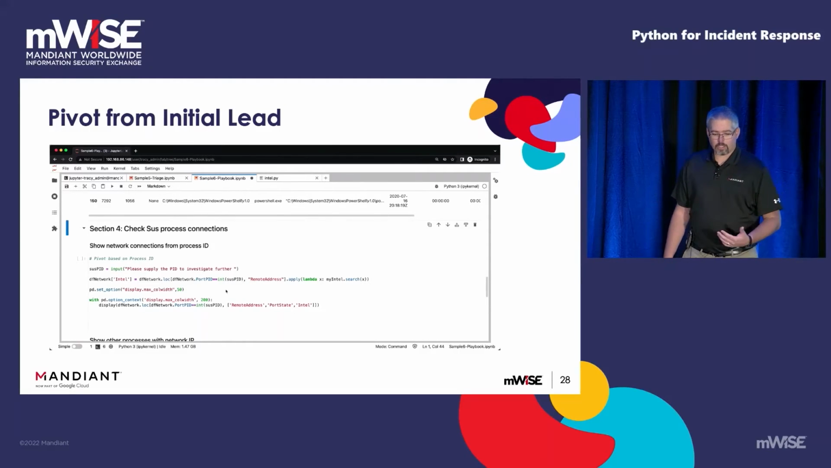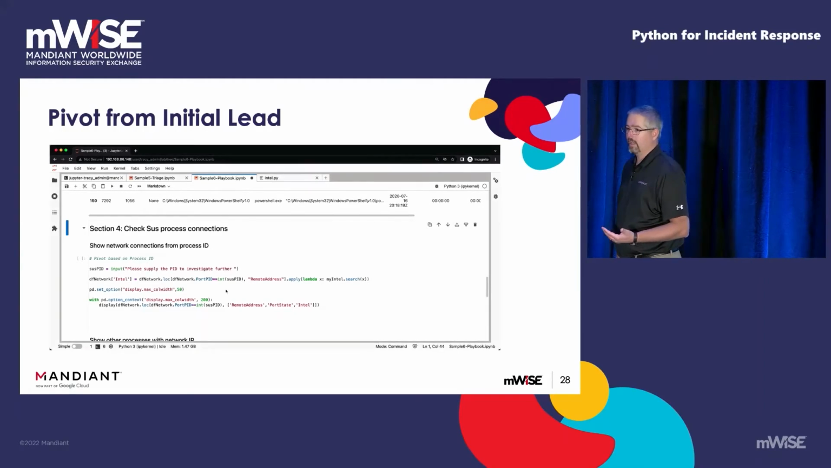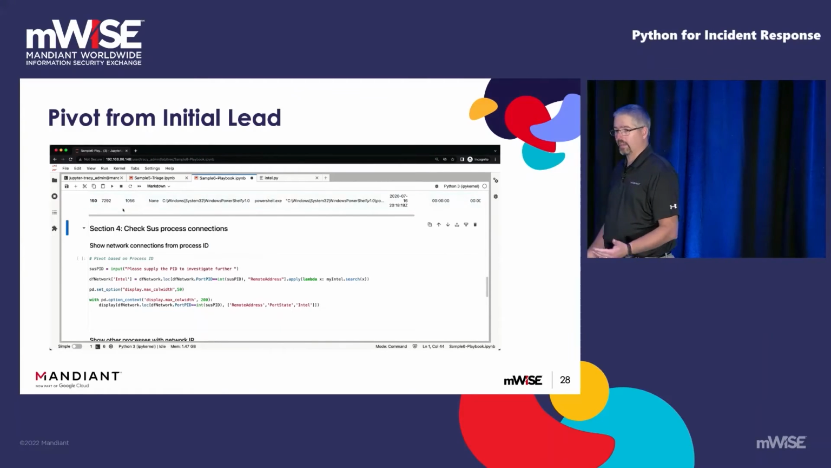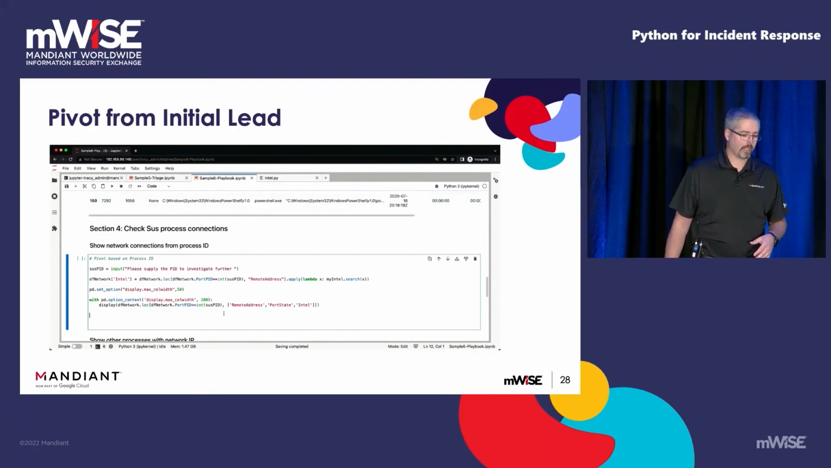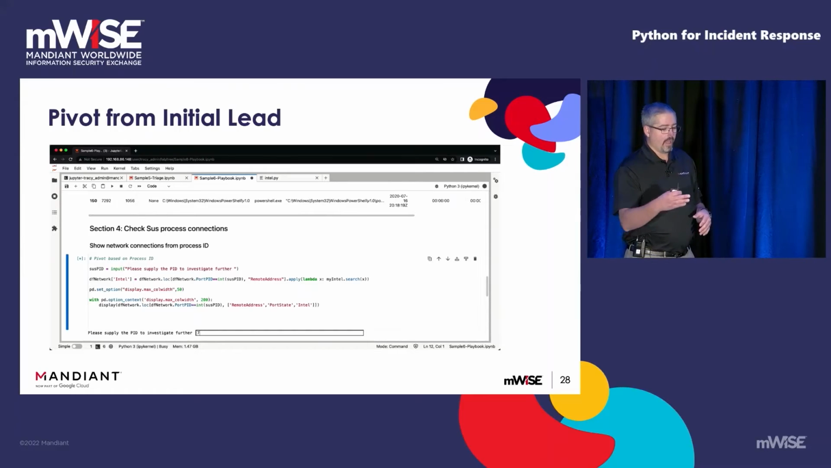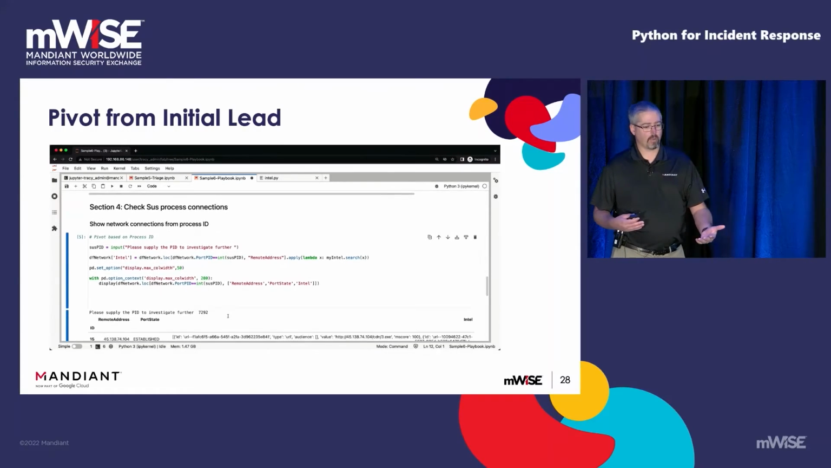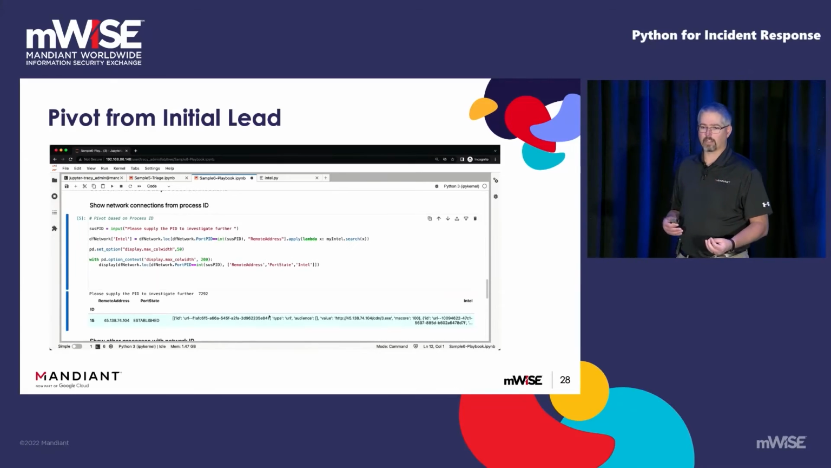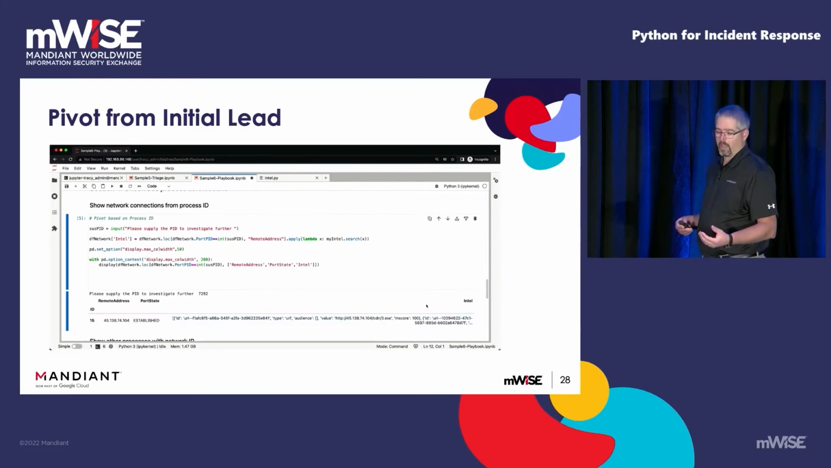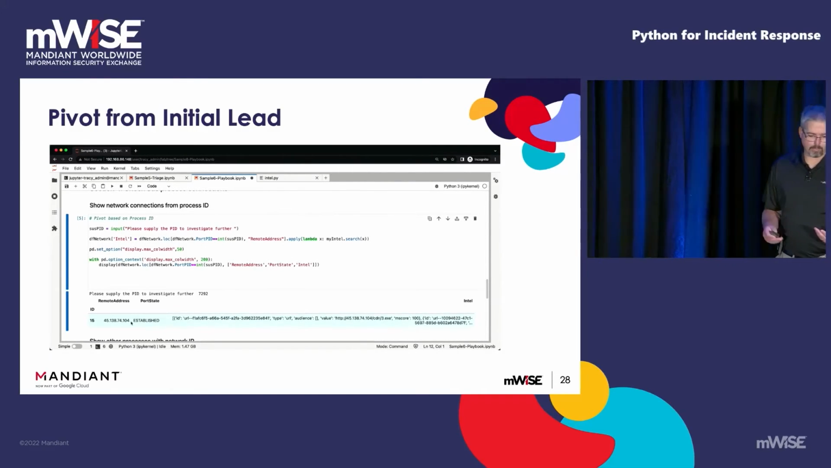I go to show network connections. Great. How am I going to run this? I just click in there, shift-enter, or right-click. It has to supply the process ID. This is the process ID I want to investigate from above. I need to know if there are any network connections associated with it. And lo and behold, I got some network connections here.